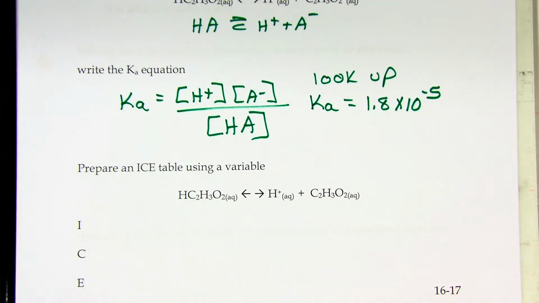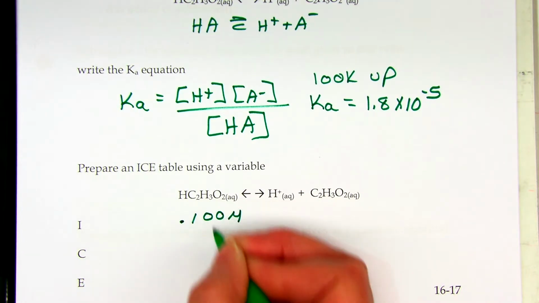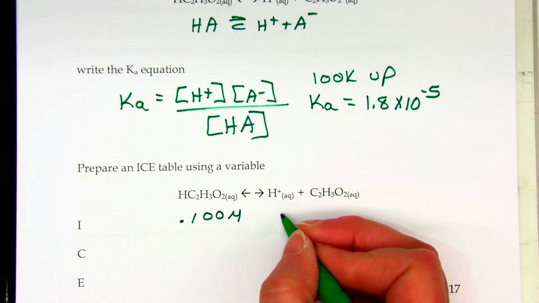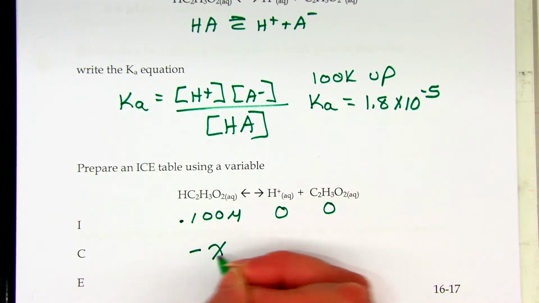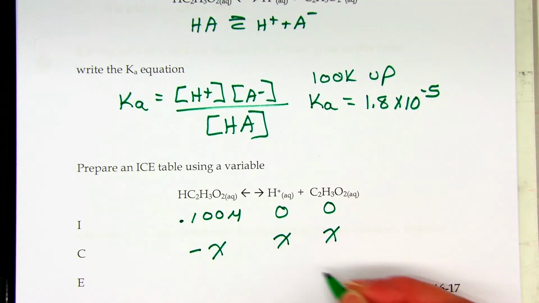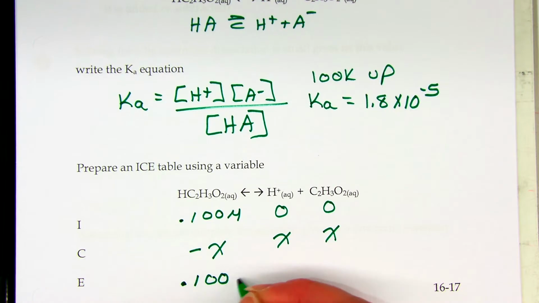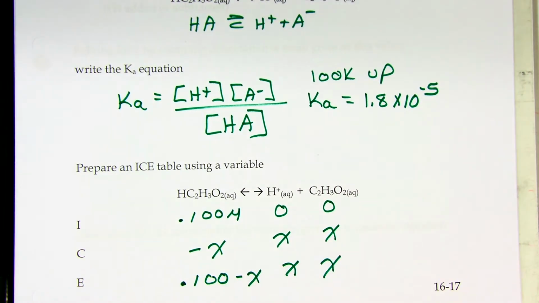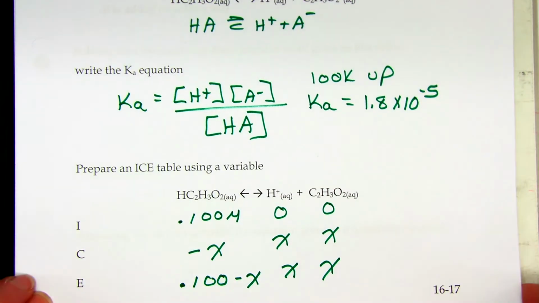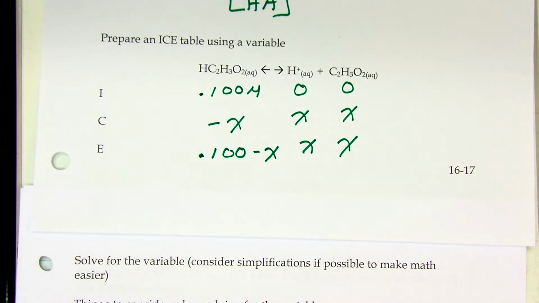So now we'll prepare our ice chart, again, using a variable like we did back in chapter 15. So I have 0.1 molar for my acid. Originally, I have no hydrogen ion and no acetate ion. Now, this goes down by X, and these go up by X because it's 1-to-1-to-1 stoichiometry. At equilibrium, I have 0.1 minus X, X, and X. So this looks just like the problems that we did in chapter 15, and it's one of the easier ones because it's all 1-to-1 stoichiometry.